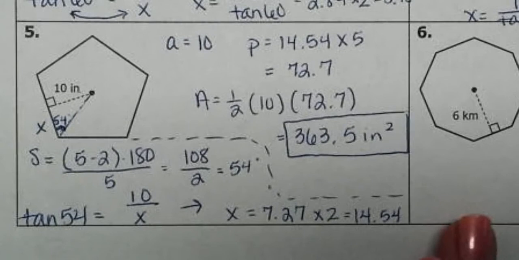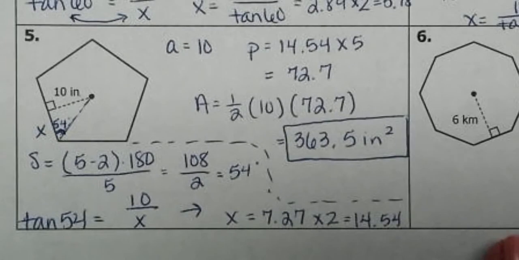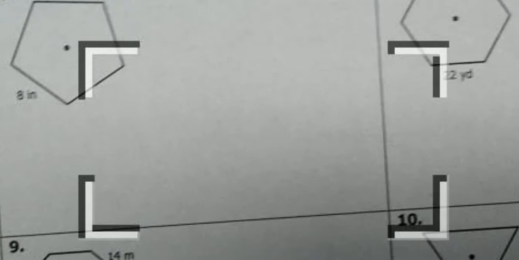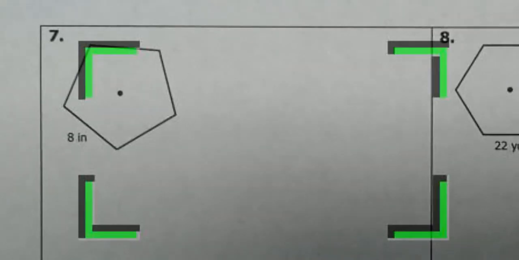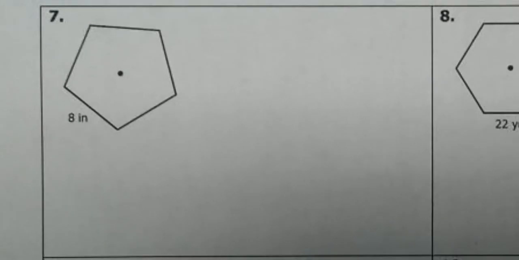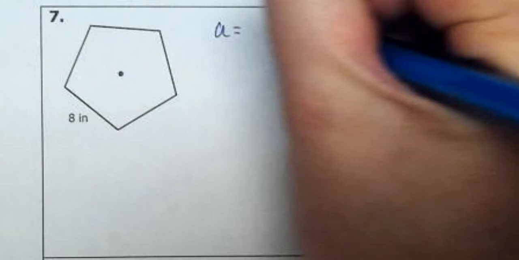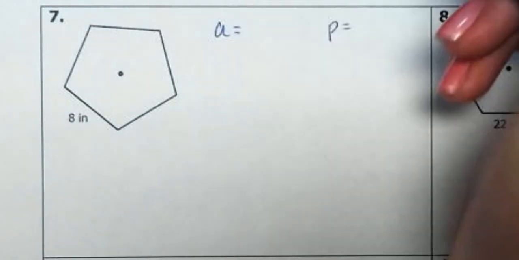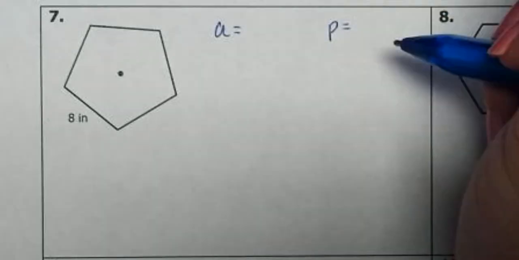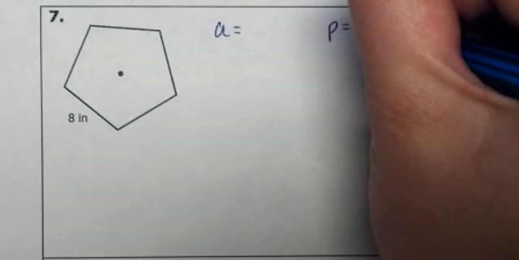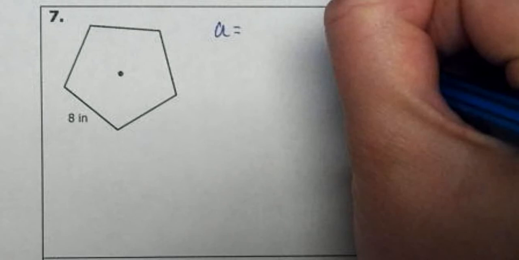All right. Okay, so let's flip it over. Look at a few different types of problems. You're still going to use the same steps though. So let's look at number 7. Okay, so I still need the apothem, I still need the perimeter, but I don't have the apothem. I could find the perimeter though by taking the side times 5, and I end up with 40.